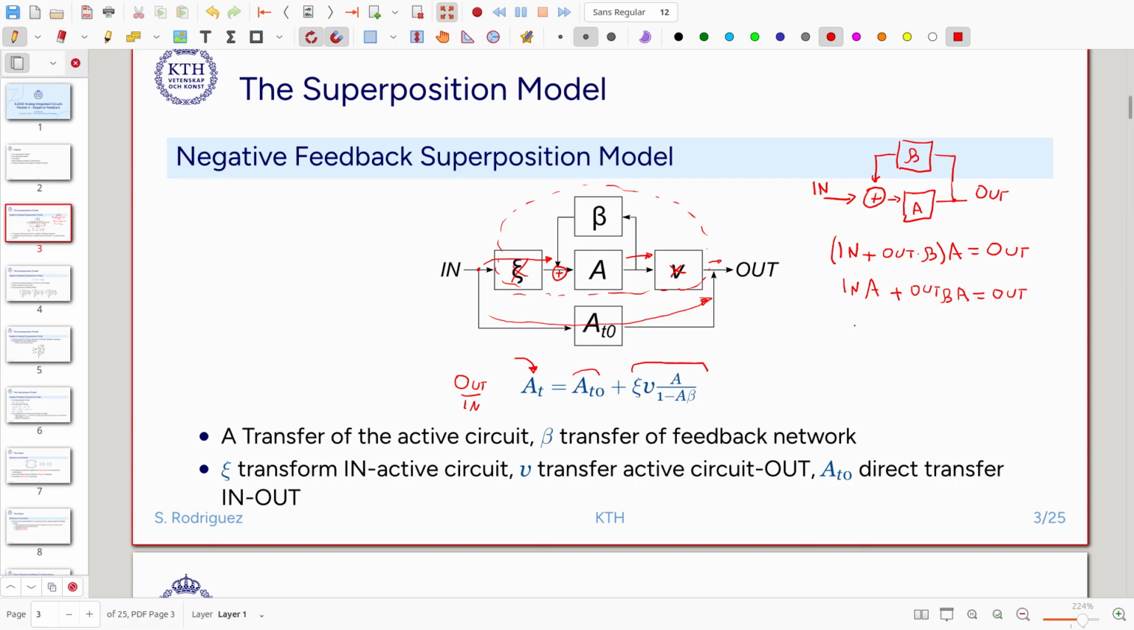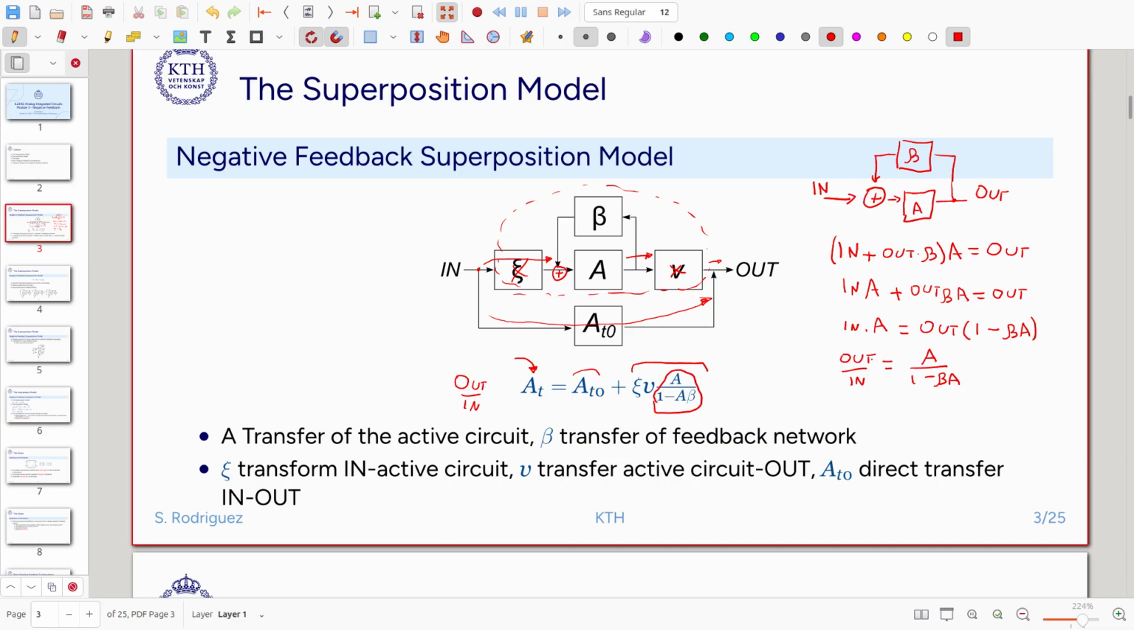And that will be equal to 1 minus beta A, and then we have that the transfer function will be equal to A divided by 1 minus beta A. Okay, so that is this part that we have here.